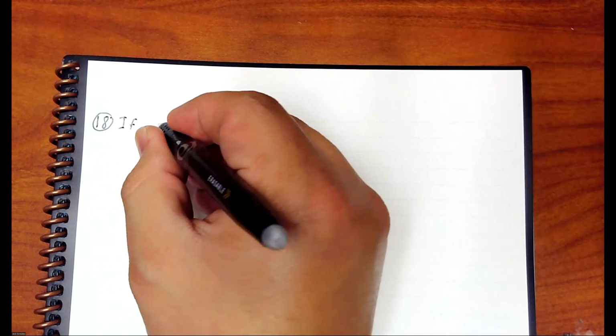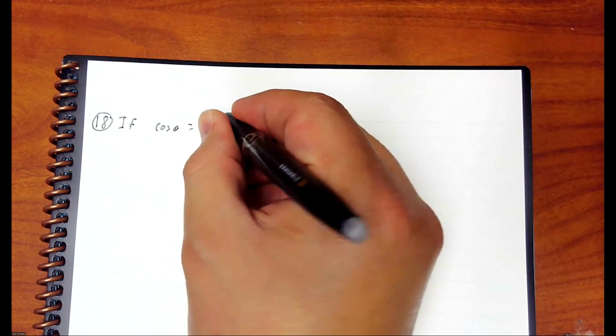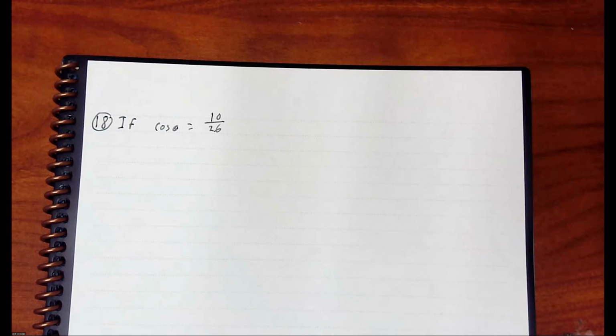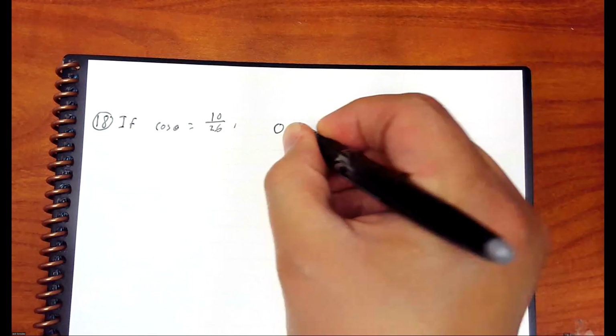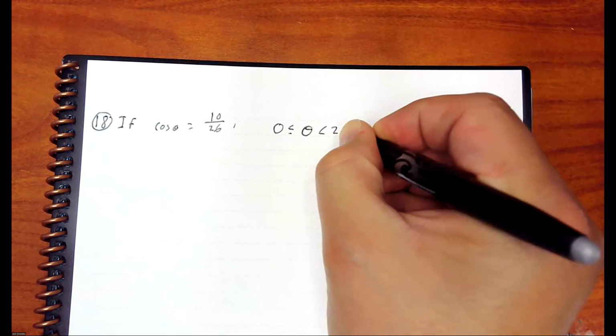Okay. This one's 18 from the homework. I'm trying to pick one of each type, so you have a similar example. If cosine theta is equal to 10 over 26, so we don't know what the angle is, but we know that when you plug it in, you get 10 over 26. We also know that the angle theta is between 0 and 2 pi.